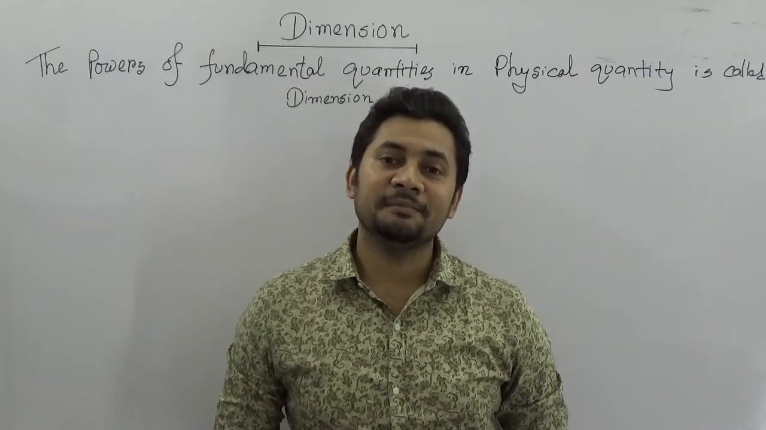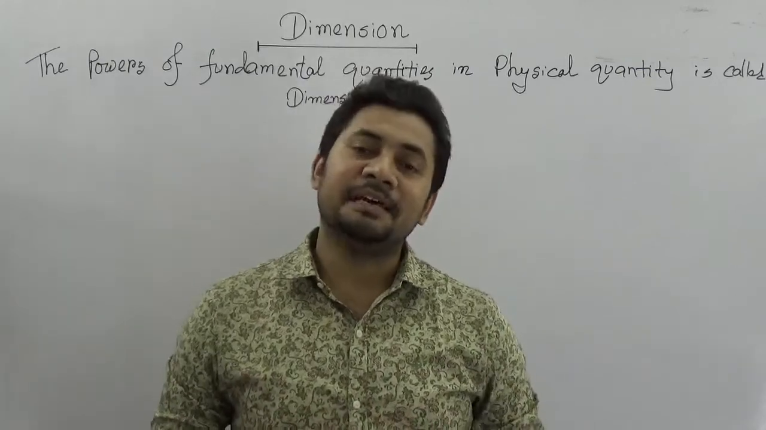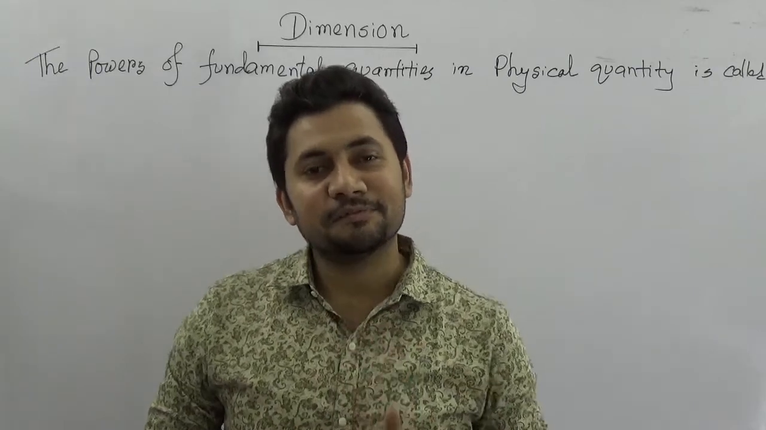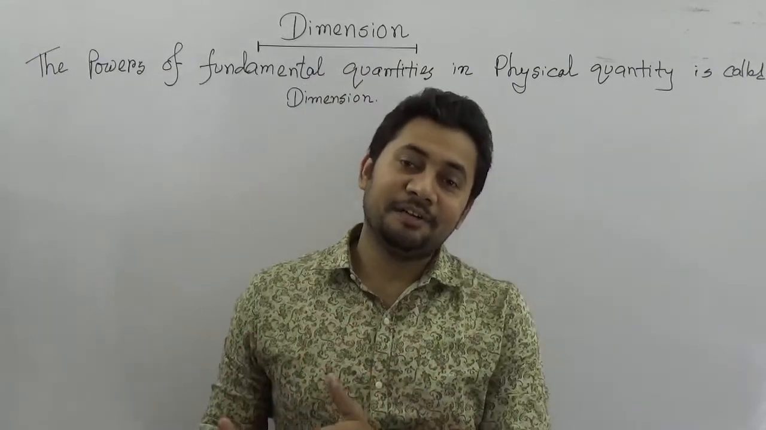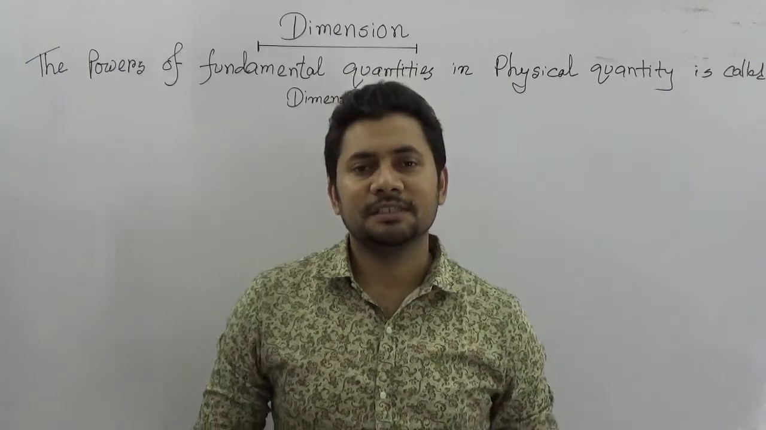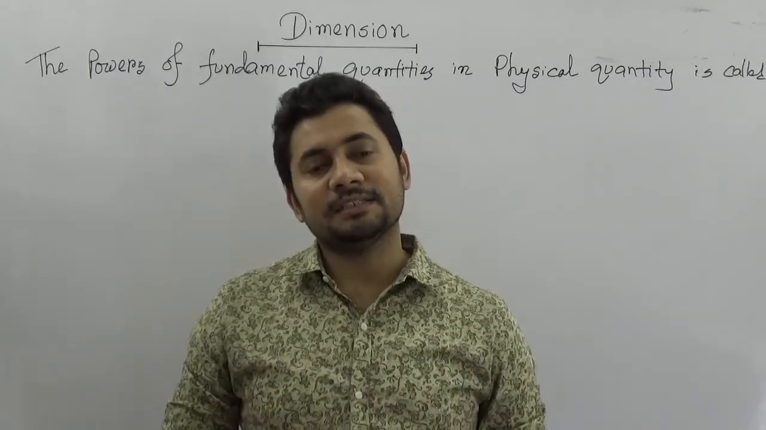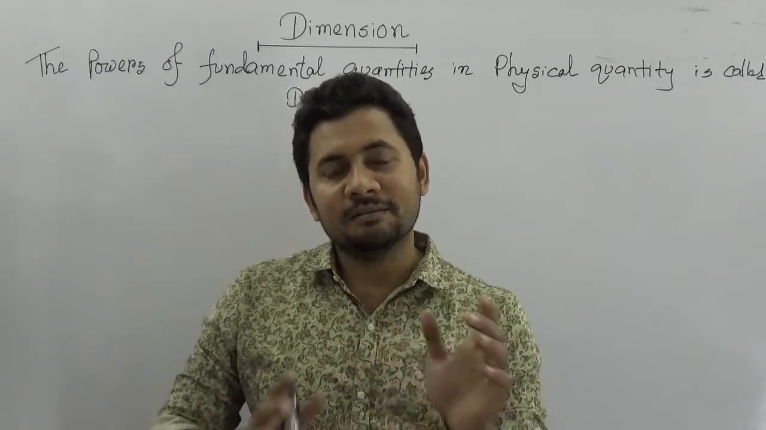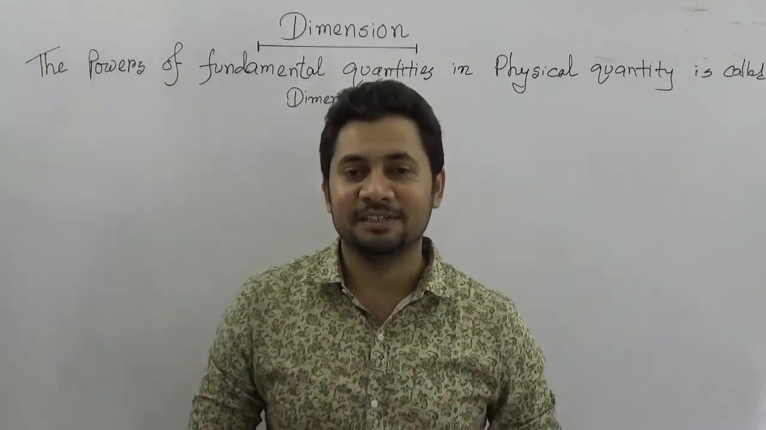Today I shall be explaining a little bit about dimension. In physics there are two types of quantities, fundamental quantities and derived quantities. So we know that the physical quantities are a combination of some fundamental quantities.